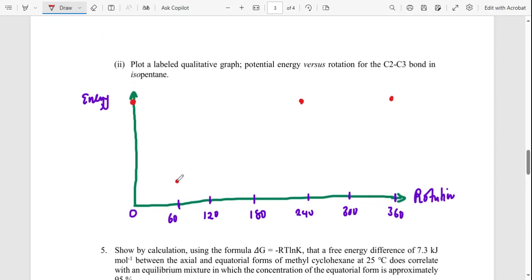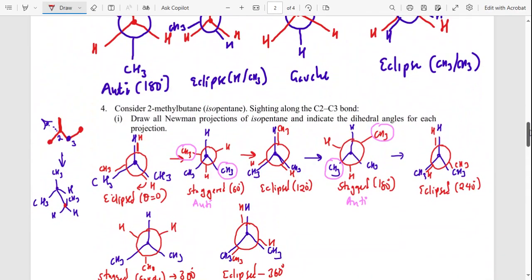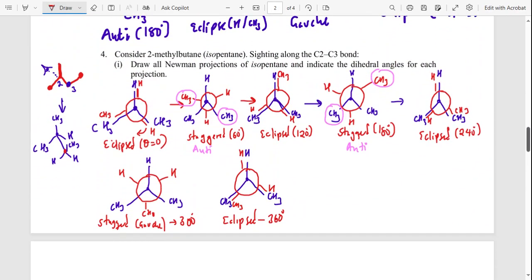So the energy is going to be very, very low here and also here. That is at 60, isn't it? At 60 and at 180. And then which other staggered has remained? It is the one at 300. It is staggered, but you can see these three groups are next to each other. So that makes this molecule, even if it is stable, more unstable than the other ones.